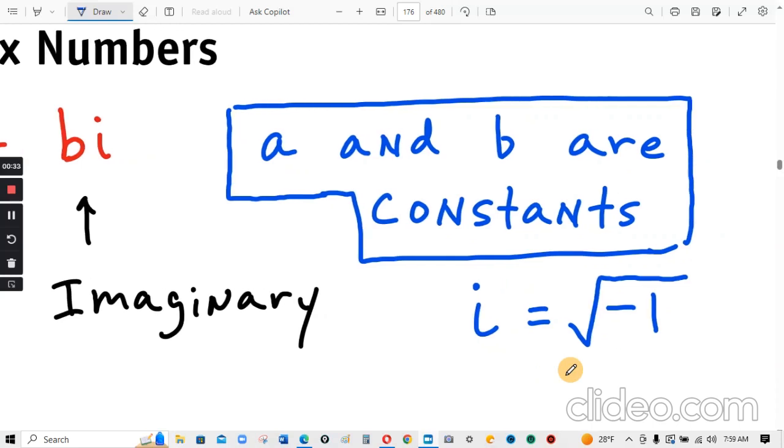Since we can't really take the square root of a negative, they came up with a letter for it, and it's represented by the letter i. This is not a variable. This is fixed. i is always the square root of -1.